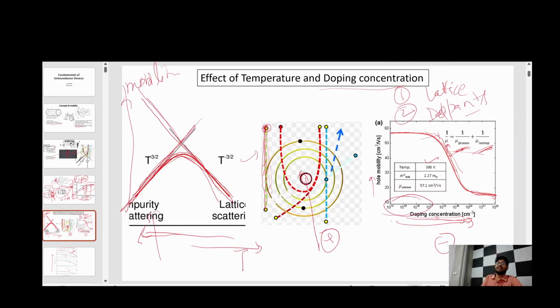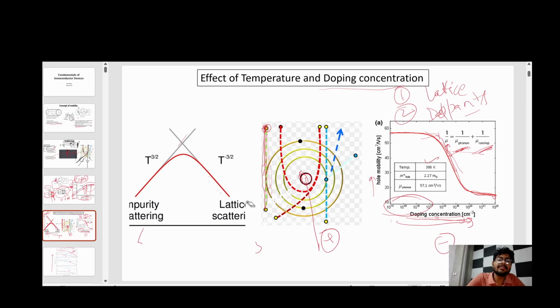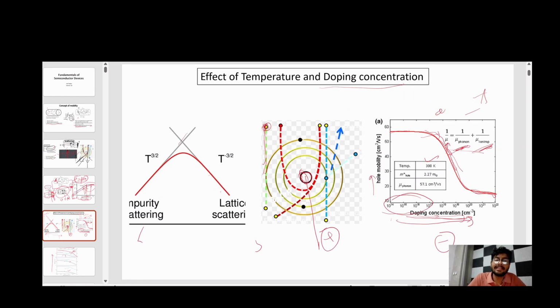Okay. So, the effect of temperature and doping concentration, this we will see now. The effect of temperature will be on the mobility. When you increase the temperature, there will be lattice vibrations, and the velocity of the charge carrier, the electron or the hole, will increase with the temperature.